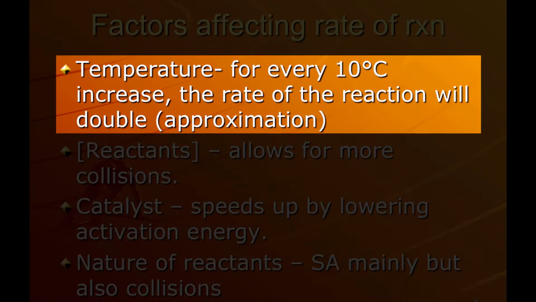The things that affect rate of reaction: temperature, obviously. There's something called a Q10, which says that for every 10 degree increase, about, the rate of the reaction will double. And this is because faster molecules collide more, and they collide with enough energy to overcome that activation energy.